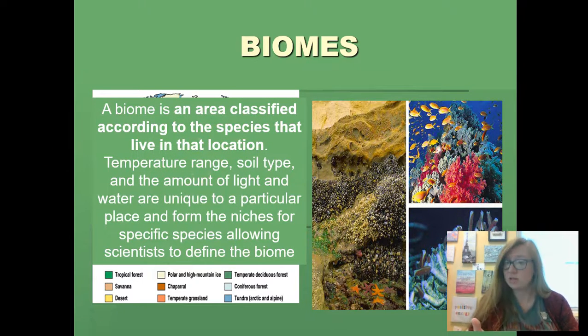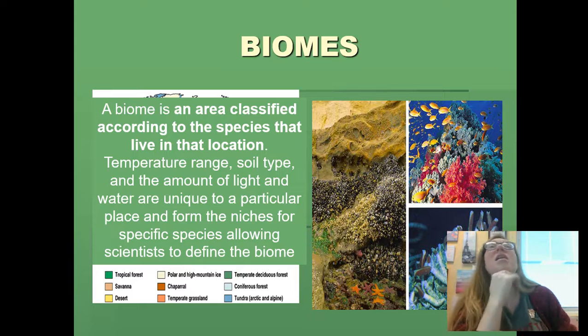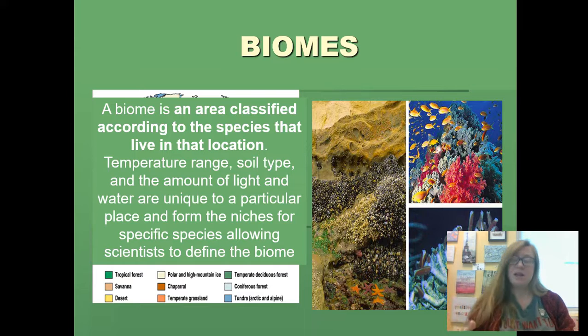Temperature range, so climate, soil type, light, water. They're all unique to these different places. They form unique niches. Remember biology? A niche is like the role a creature can play in an environment. So all these different factors can make different niches where different species can live. And some can't live in certain spots. Like you can't take a jackrabbit and put him in the tundra. He doesn't fit in that niche, even though he's a bunny, just like an Arctic hare is a bunny. But that allows for specific species to exist and allows scientists to define a biome.